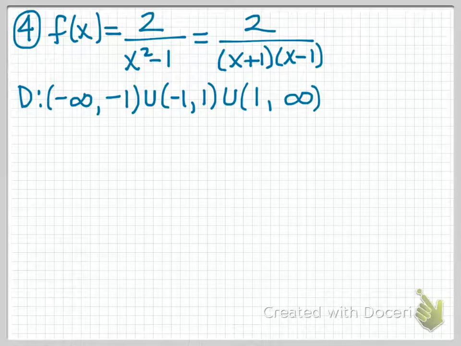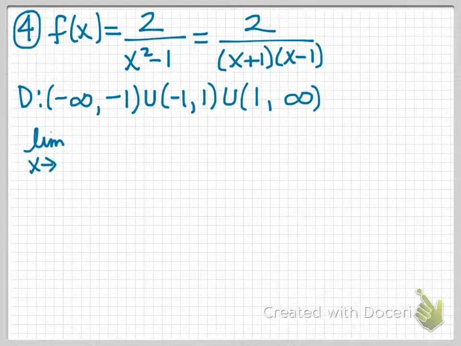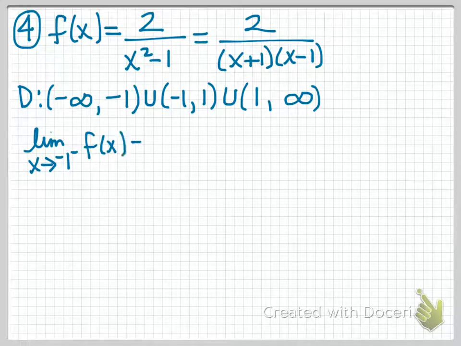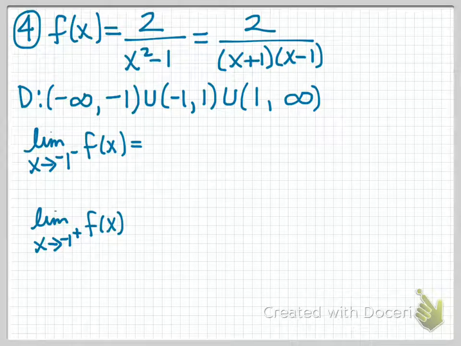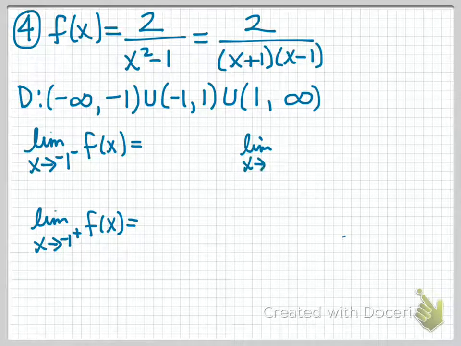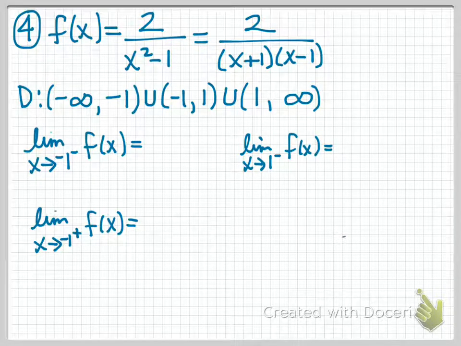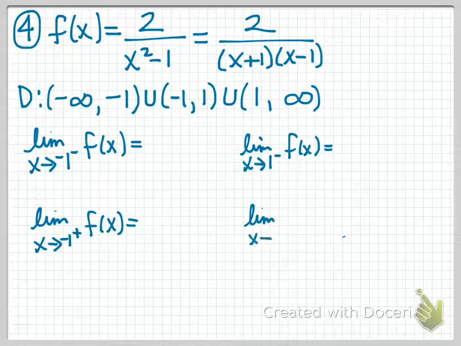But we also are going to have 4 limits to describe on this one because we have a left and a right at each of the 2 vertical asymptotes. So the limit as x approaches negative 1 from the left. We'll do the limit as x approaches negative 1 from the right of f of x. We will then look at the limit as x approaches 1 from the left of f of x, and the limit as x approaches 1 from the right of f of x.